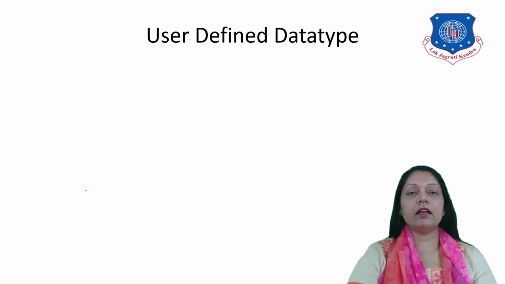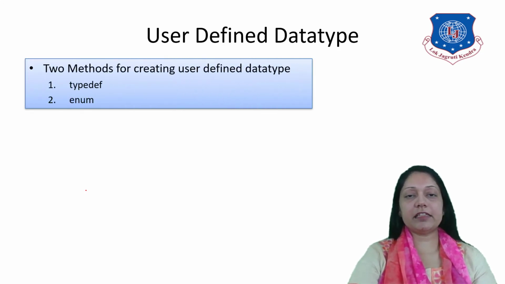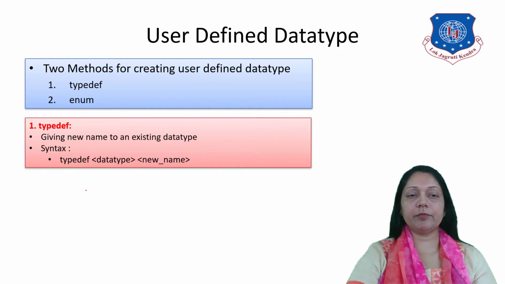Next is user-defined data types. Primary data types we have seen, that is int, float, char and void. Now we'll come to user-defined data types. User-defined data type, as the name itself suggests, is a data type created by the user. The name for this data type is given by the programmer. So there are two ways of making a user-defined data type. One is typedef, another is enum. How to use typedef now? Typedef means giving a new name to an existing data type.